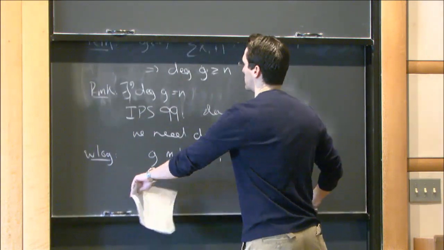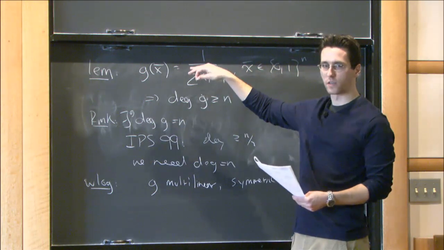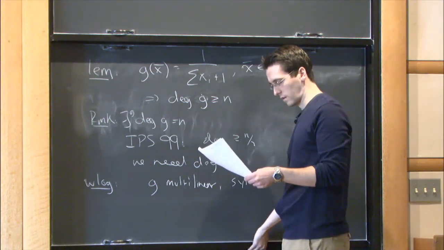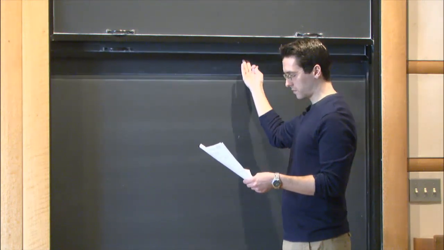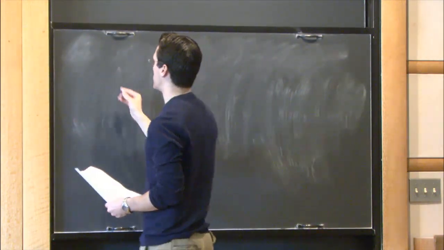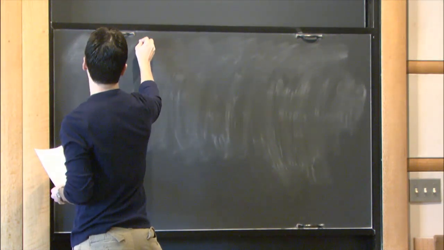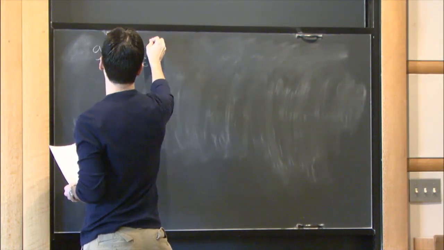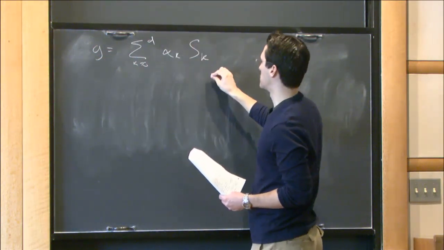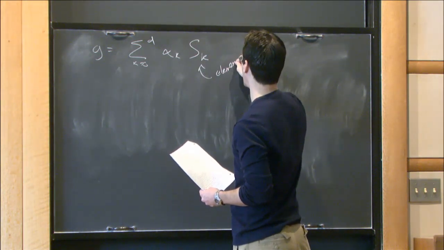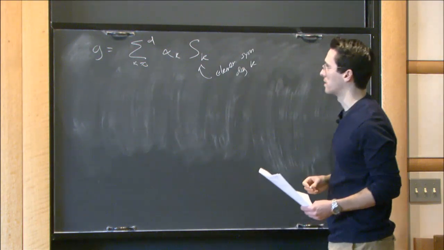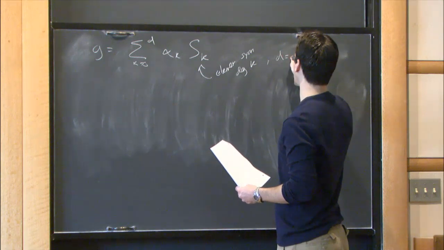because this is a function that is symmetric in its variables, so you can assume that this polynomial is multilinear and also symmetric. And as a consequence, that means that we can express g as a linear combination of elementary symmetric polynomials. So g will be a combination of these, where s_k is the elementary symmetric polynomial of degree k. And d will be the degree of g here.